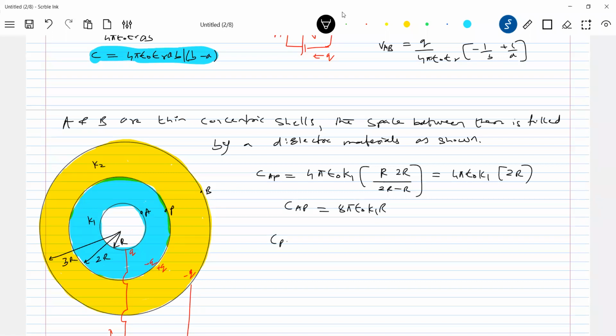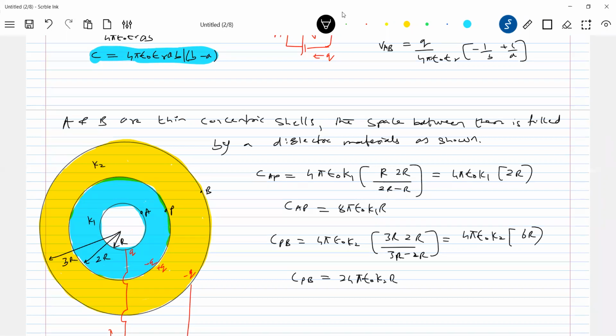Similarly, CPB: 3R, 2R, 3R minus 2R. So 4 pi epsilon naught K2, 6R it will be. So 24 pi epsilon naught K2 R. How is the effective capacitance CAB? 1 by CAB equals 1 by CAP plus 1 by CPB.